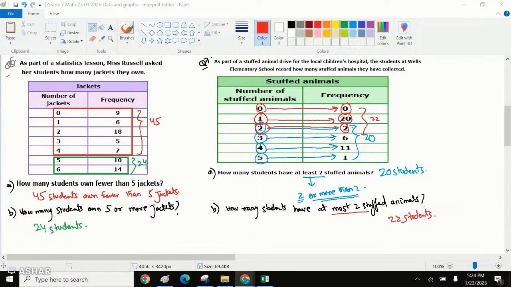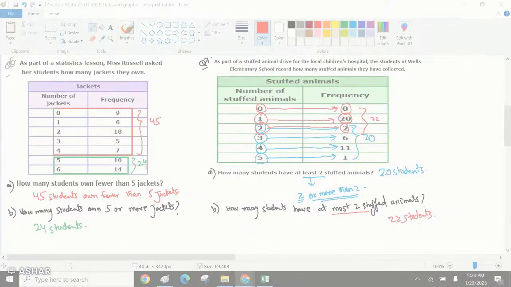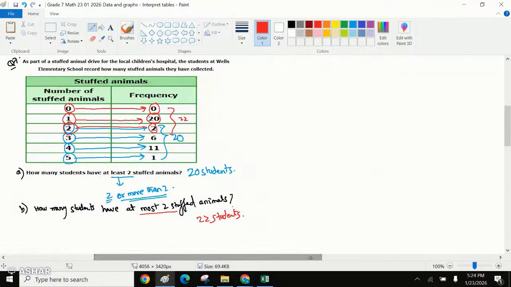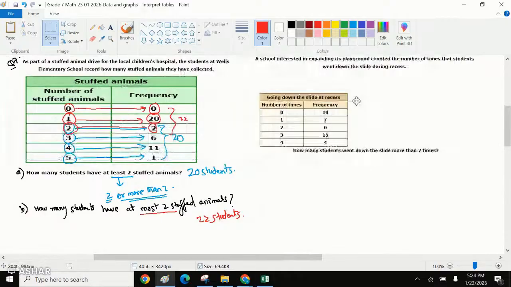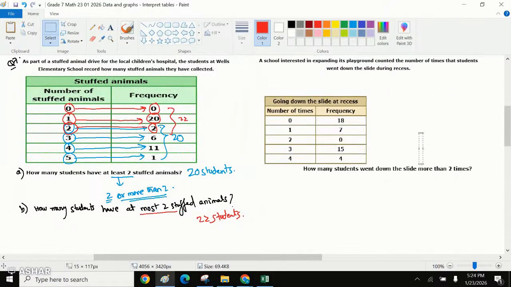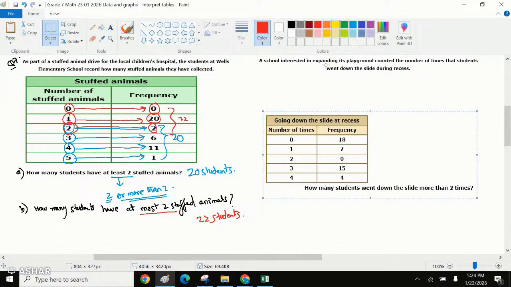Okay. The next we have is a school interested in expanding the playground. And they are doing a survey. Let's see what they are doing in the survey. Just a moment, please. I'll just realign this.